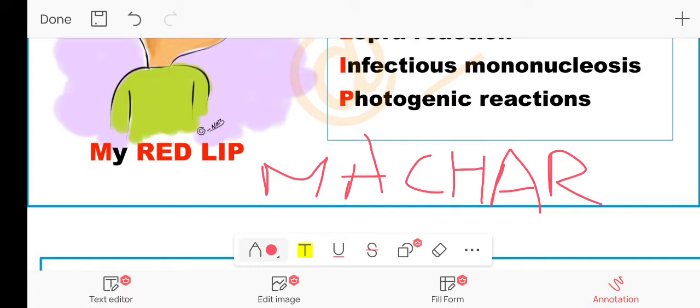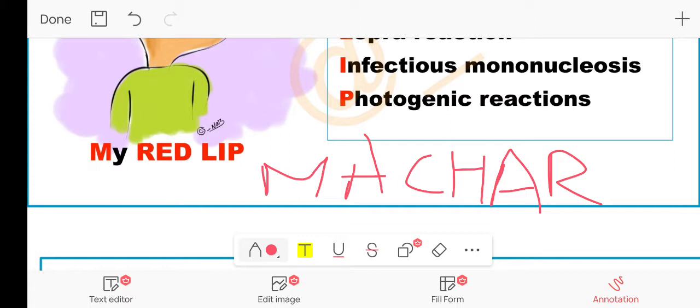Okay, the sporontocides include proguanil and pyrimethamine, which prevent sporogony and multiplication in the mosquito. Okay, and the exoerythrocytic schizontocides kill exoerythrocytic forms of Plasmodium ovale and Plasmodium vivax. These include primaquine. Okay.